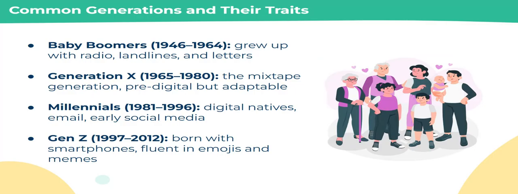The next generation, this is my generation, Generation X. Generation X were born between 1965 and 1980. We're known as the mixtape generation. Pre-digital, but adaptable. The next generation are what we call millennials. This spans from 1981 to 1996. Millennials are digital natives with easy use of email and early social media.